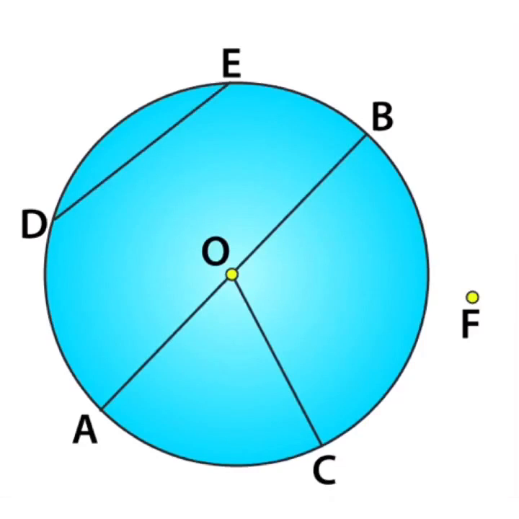Here you can see O is the center of the circle, OC is the radius, AB is the diameter and AOC is the sector. Here the segment is ED, a point in the interior is O and a point in the exterior is F. Here an arc is AC.